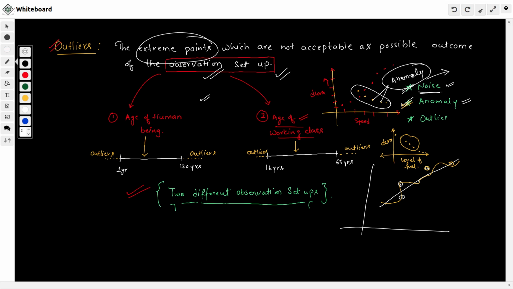I hope the difference between anomaly, noise and outlier is clear. An anomaly is a data point that is generated by some different process, and an outlier is data that has been generated by the same process, but is beyond the range that is decided in the observation setup itself. In the next video we'll talk about the different methods by which we can detect outliers and how we can remove them.